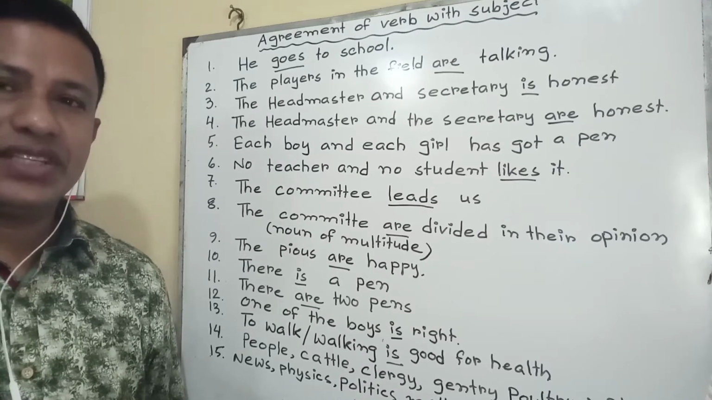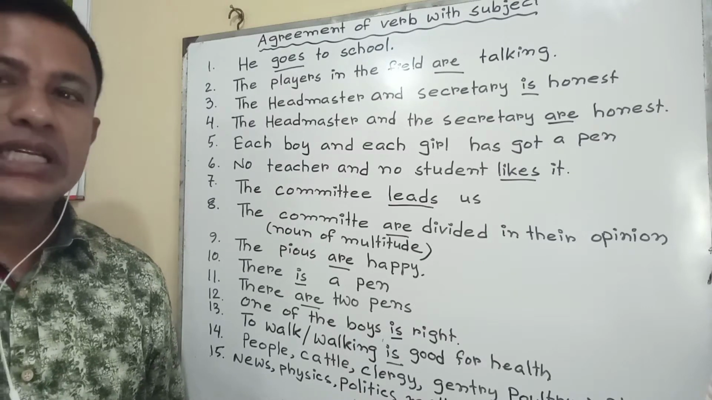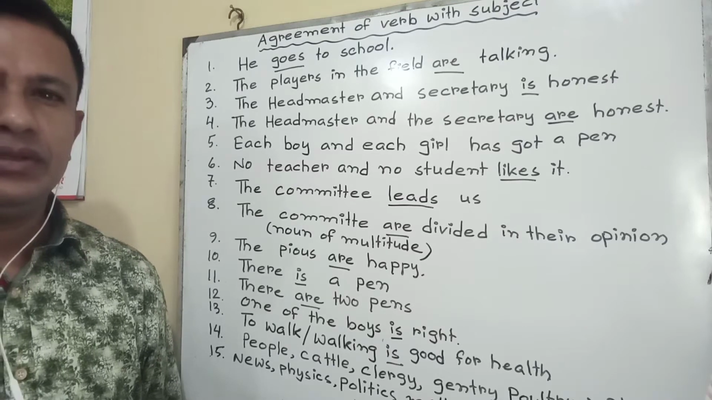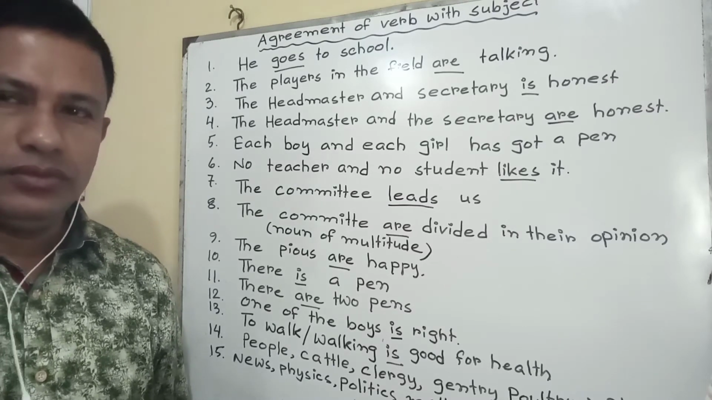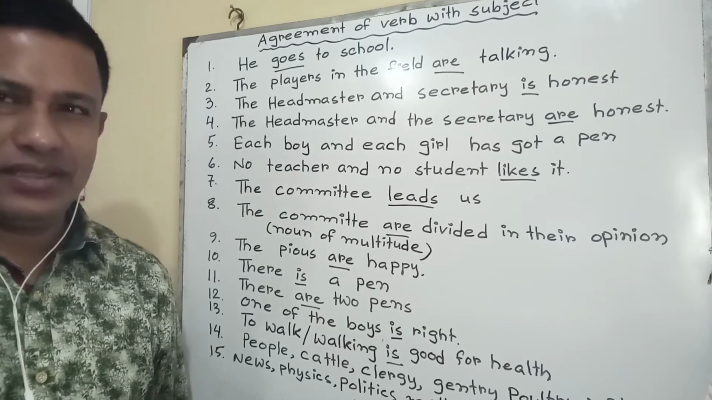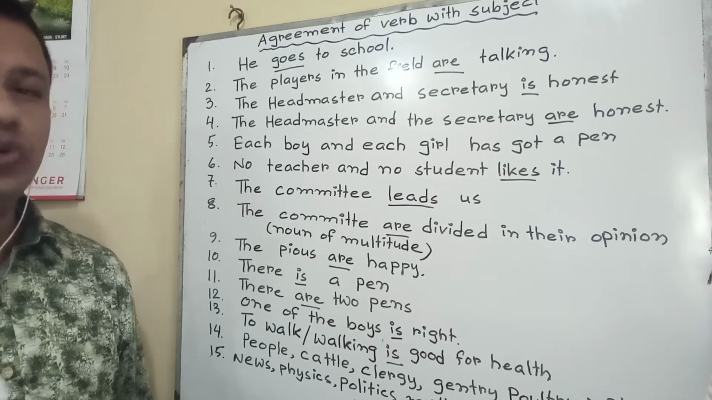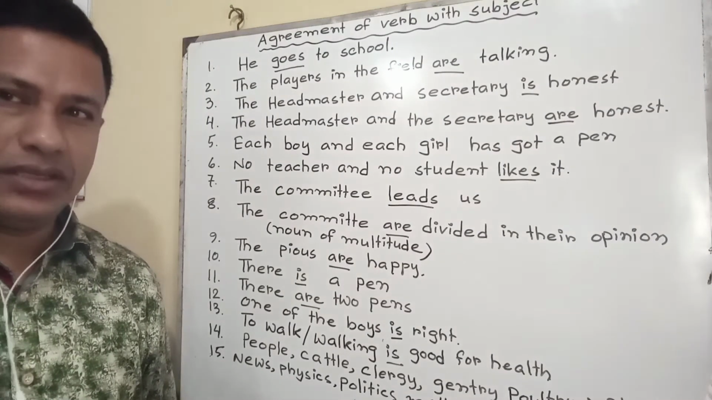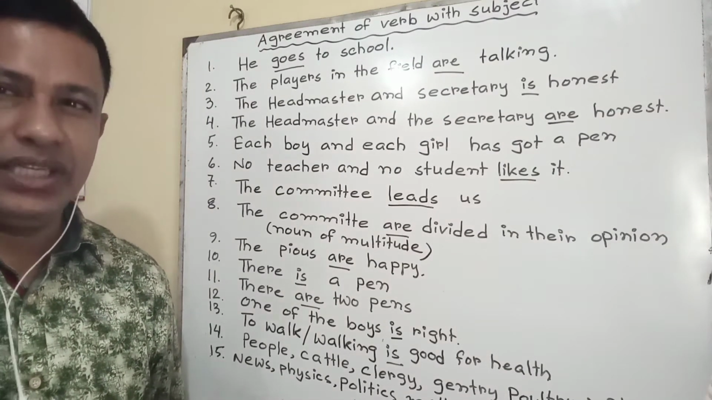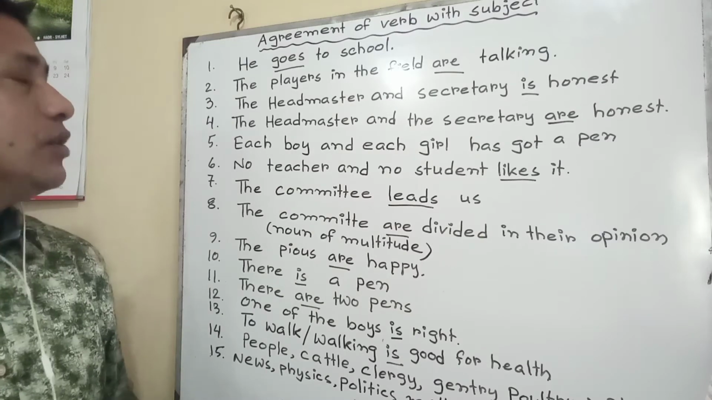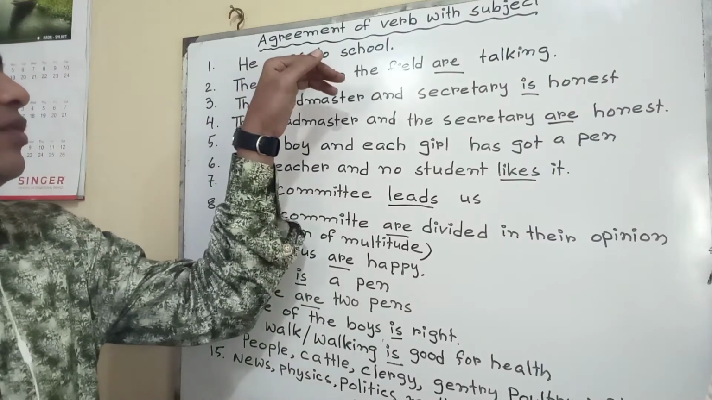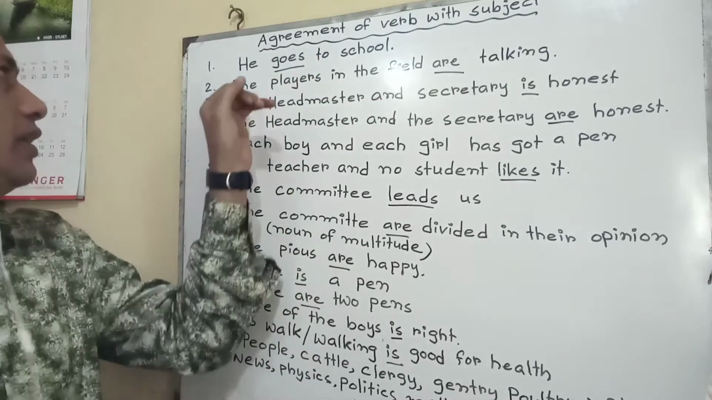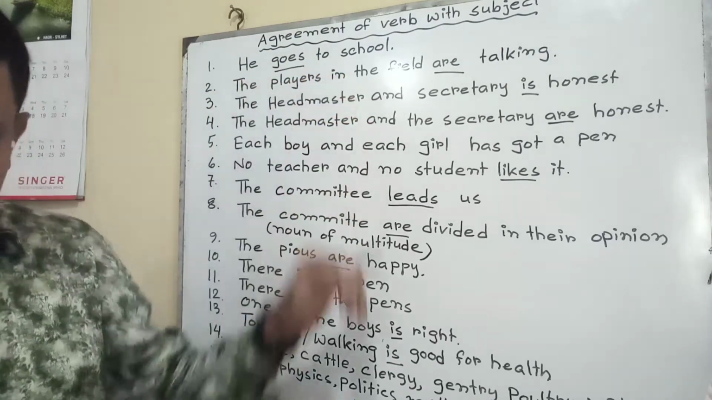Rafi comes here, Shanto goes there, Shimol reads English. In this way, we go there, they go there, but he goes there. If the subject is third person singular, at that time we have to add s or es with the main verb in this way.